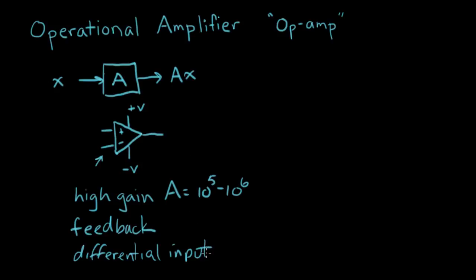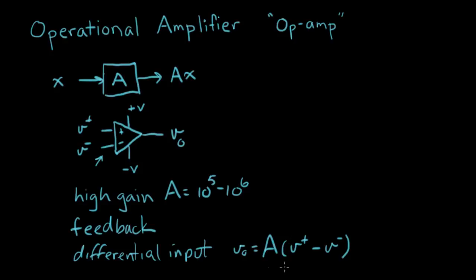And what a differential input means is that we can label the voltages here. We'll call this V out, we'll call this V plus, and we'll call this input V minus. And differential input means that V out equals the gain times V plus minus V minus. So the output signal here is proportional to the difference in the voltage between these two signals here.